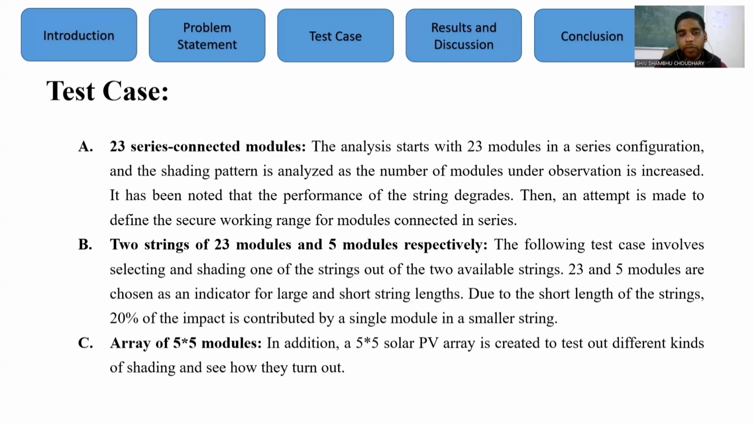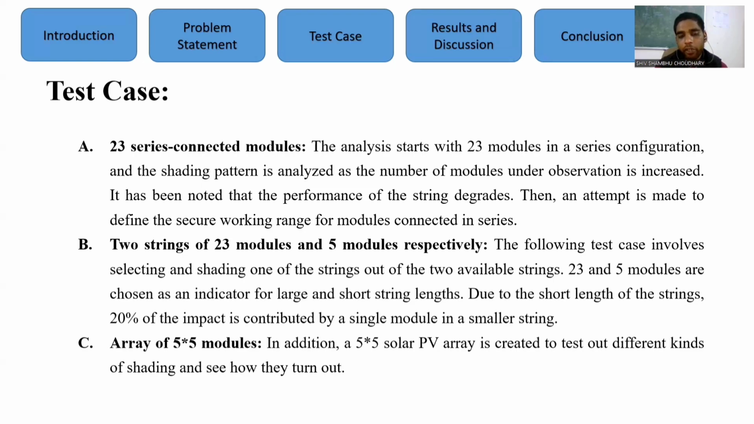In the next test case, we have used two strings in the form of series parallel configuration. The strings have different lengths. For one string, we have used 23 modules, connected in series, and they are connected further in parallel. Similarly, a shorter string is used, which has five modules in one string. 23 and 5 modules are chosen as an indicator for large and short string length.